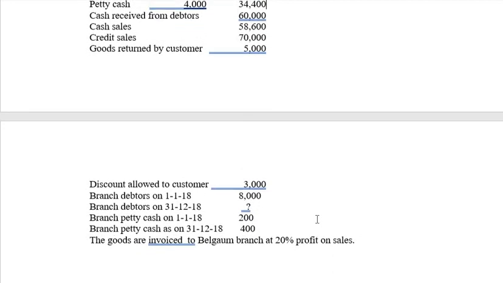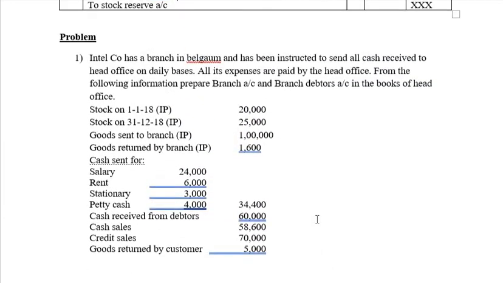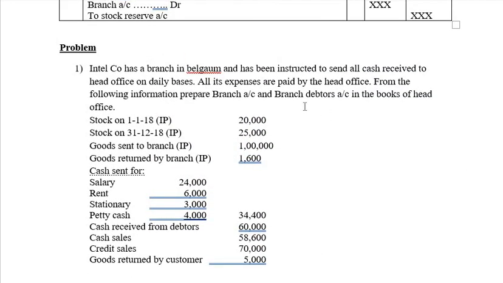Okay, so with this information we have to prepare which account? Branch account and branch debtors account in the books of head office. Okay, so I hope you have written down the question. We will continue with the solution in the next class.